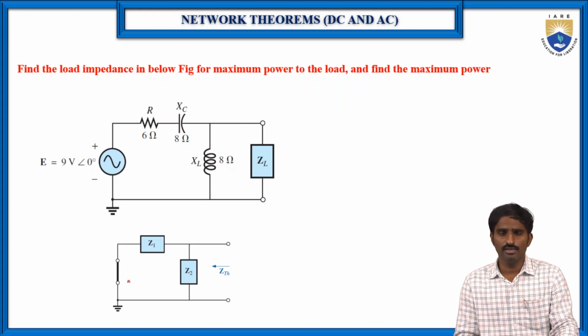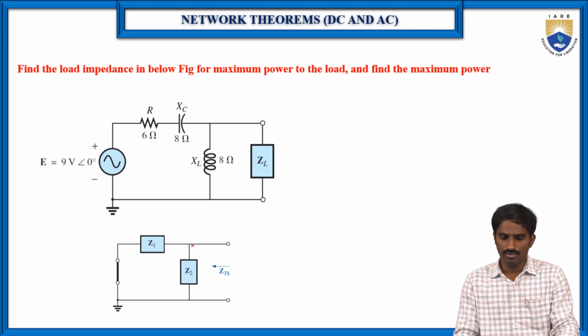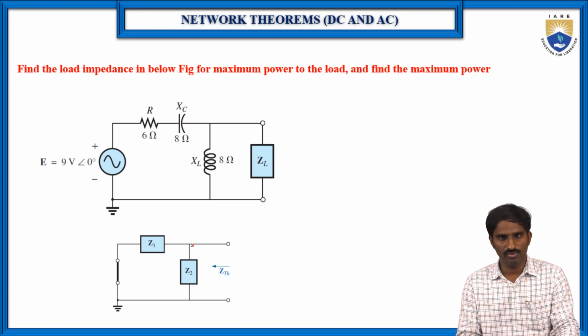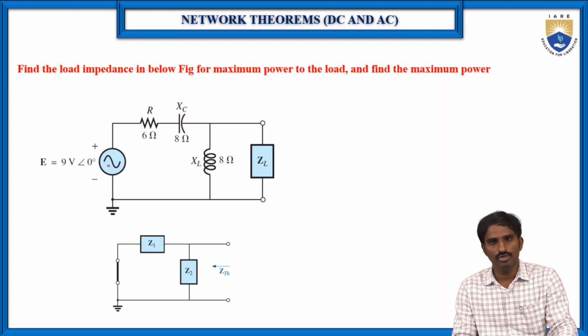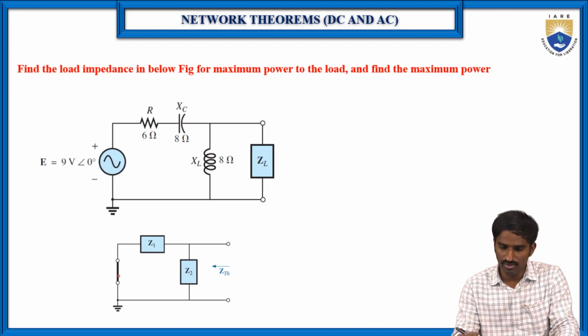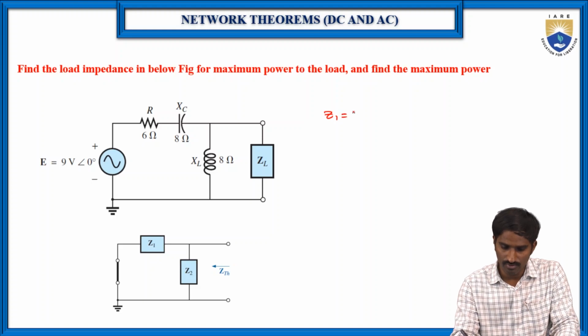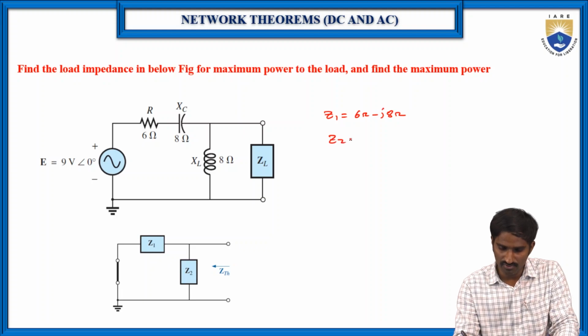So first, to find the Z Thevenin's, again the same procedure. We need to find the Z Thevenin's across the load terminals. And how can we find it? Again, by replacing all the active sources by an open circuit or a short circuit. If it is a voltage source, then we replace it with a short circuit, and if it is a current source, then we replace it with an open circuit. Here we have only the voltage source, so it is replaced with a short circuit. Then Z1 is equal to 6 ohms minus J8 ohms, and Z2 is equal to J8 ohms. So this is Z1 and Z2.